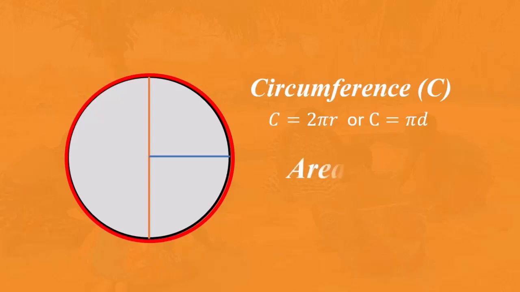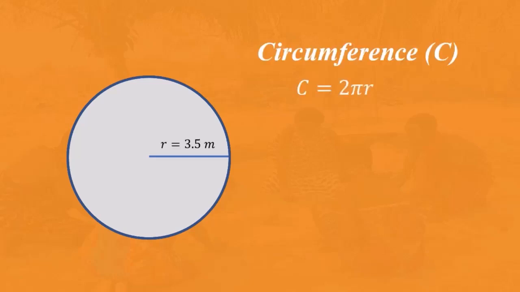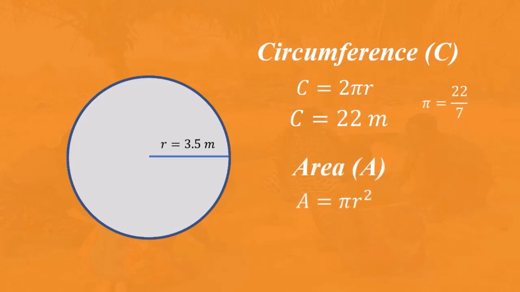The same can be done for the area bounded by the participants. That is, area equals pi r squared, where r is the radius and d is the diameter. Let's take, for example, the radius to be equal to 3.5 meters. Taking pi to be equal to 22 over 7, the circumference is then equal to 22 meters. Then the area will be equal to approximately 38.5 meters squared.